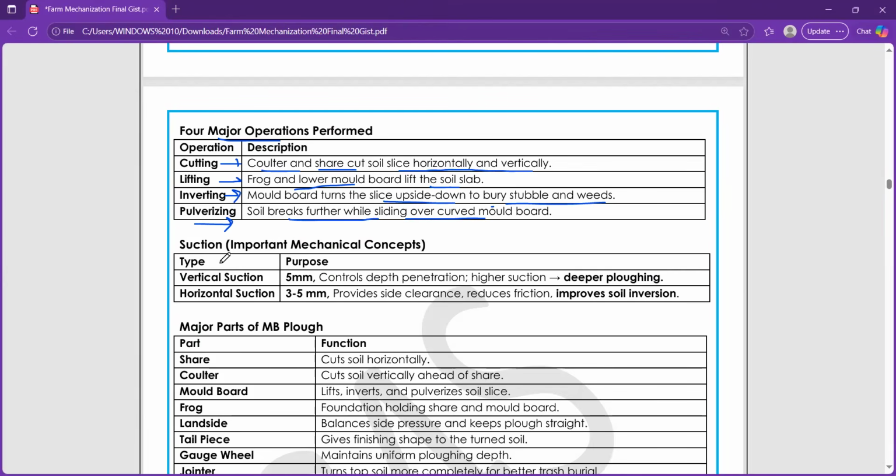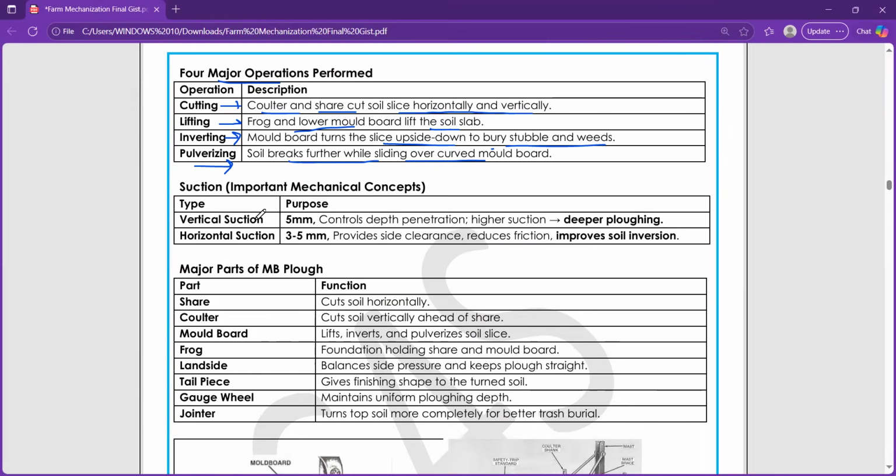The different suctions are also important. Vertical suction, of around 5, controls the depth penetration of the MB plug, and it has a very high plug, so it leads to very deep plugging. Then horizontal suction, of around 3 to 5, is again very important. It provides a side clearance and reduces the friction.